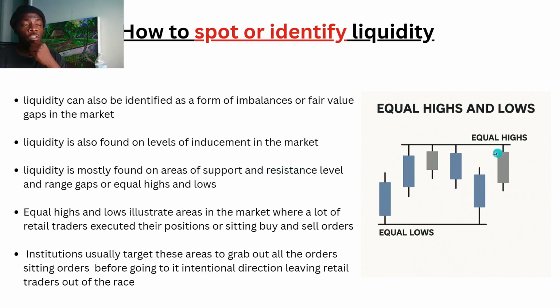Equal highs and equal lows illustrate the areas in the market where a lot of retail traders execute their positions or have sitting buy and sell orders. That's pretty much what I was explaining earlier on. Institutions usually target these areas to grab all the sitting orders before going in their intended direction, leaving retail traders out of the race. I kind of had a typo right here, but hopefully you guys understand this statement that I was making right here.